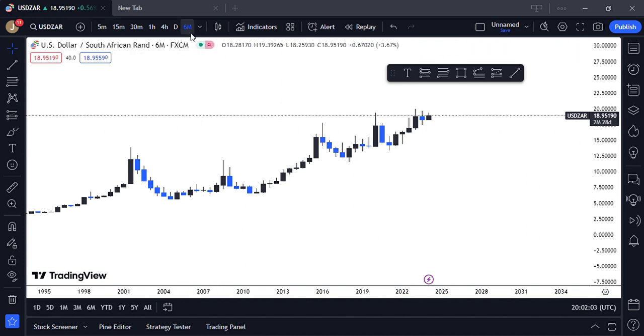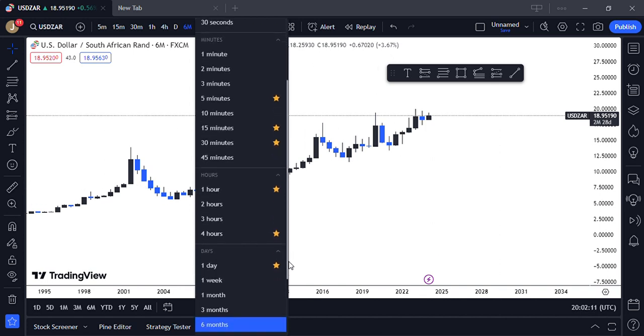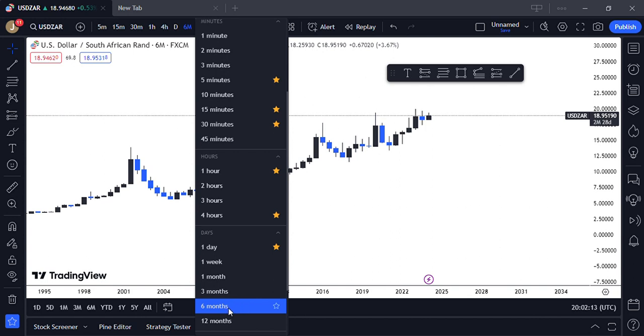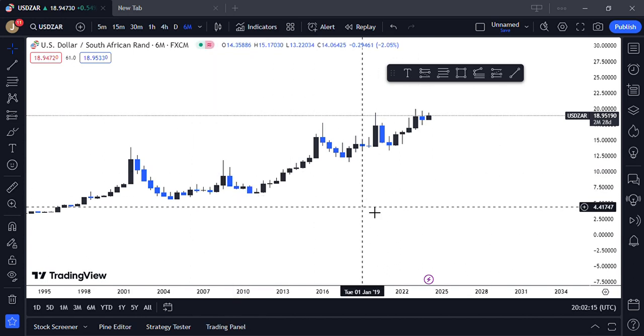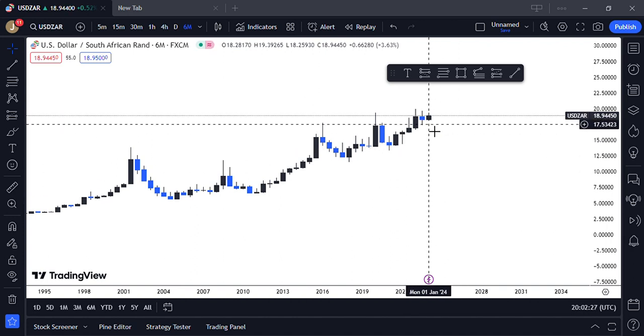So let me explain how the time frames work. Right now we're on the 6-month time frame. What this means is that each candlestick represents 6 months, which means half of the year. You check. It represents half of the year.